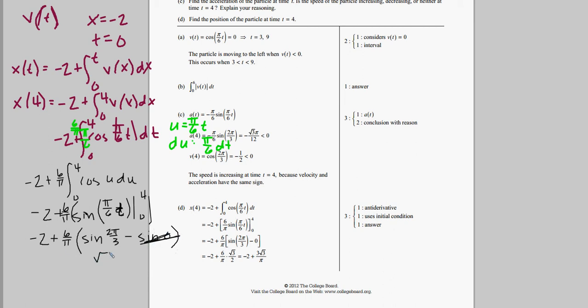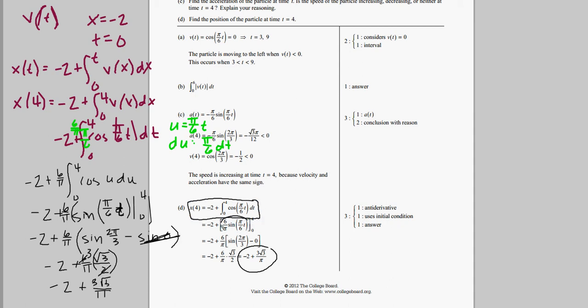Sine of 2 pi over 3 is the square root of 3 over 2. I'm going to multiply that times 6 over pi plus my negative 2. Negative 2 plus, and then my 6 and my 2 can reduce to be 3 and 1. So I have 3 square root of 3 all over pi. And there's our answer.